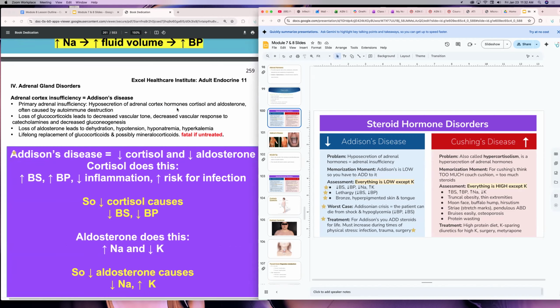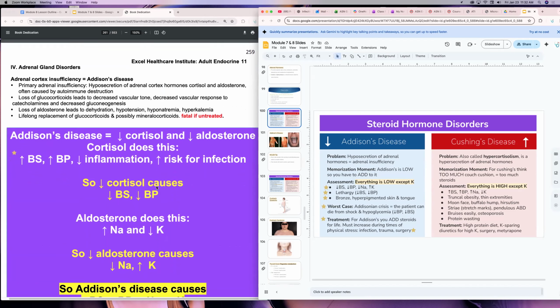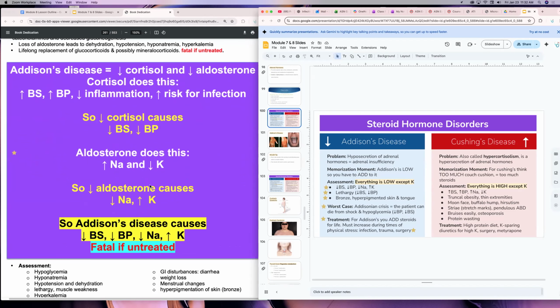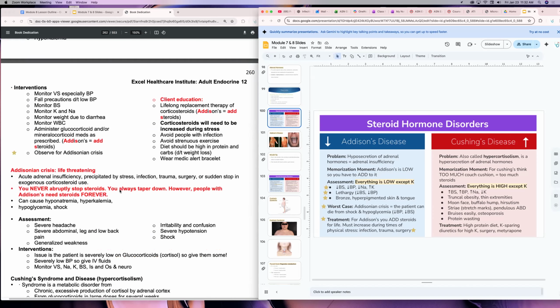So on page 259 in your study guide, it also talks about this. It's all right there for you. And then make sure you review Addisonian crisis on 260. For Addisonian crisis, remember they can die. So for the treatment interventions, we're going to give them steroids. For the low blood pressure, we're going to give IV fluids. And we can give dextrose for the low blood sugar. Okay? Is everyone okay with Addison's disease?